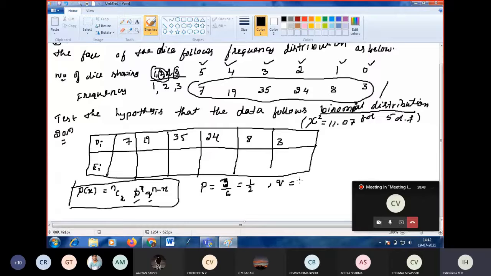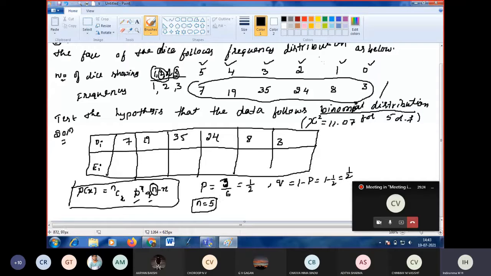Then you find Q. Q is 1 minus P, that is 1 minus 1 by 2, that is 1 by 2. Favorable cases: 3 cases are favorable, that is 1, 2 or 3, out of 6 possible cases. So next, what is N? How many dice do we have? 5 dice, right? N is 5.